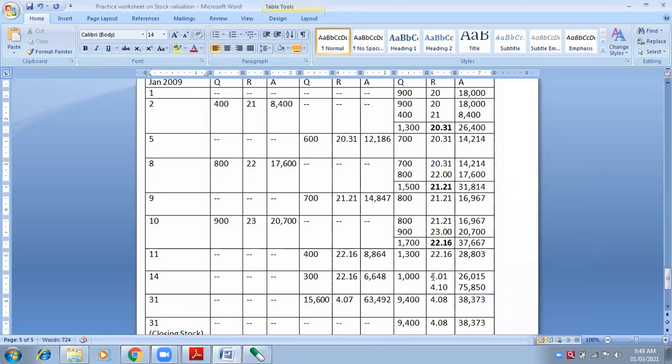Okay. Now tell me the total amount. 28,803 minus 6,648. So what is your balance, ma'am? 22,155. So 22,155 divided by 1,000 is how much? 22.16. Yeah, it should match. And it's matching. So it is correct.